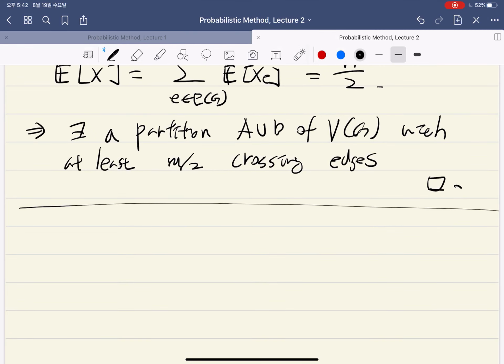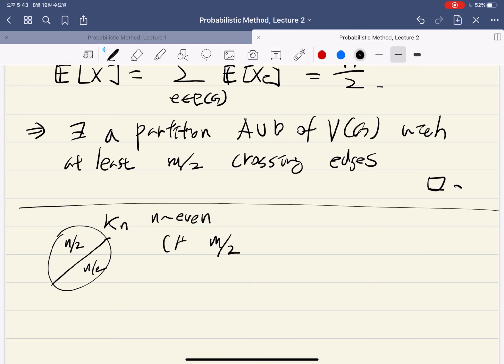And how sharp is this theorem? If we consider a complete graph, then no matter how you partition it into 2, the best you can do is n over 2, n over 2. Let's say n is even. Then you can show that this cannot be improved to 1 plus epsilon times the bound, for any positive epsilon. So in that sense, 1 over 2 is the best possible constant.